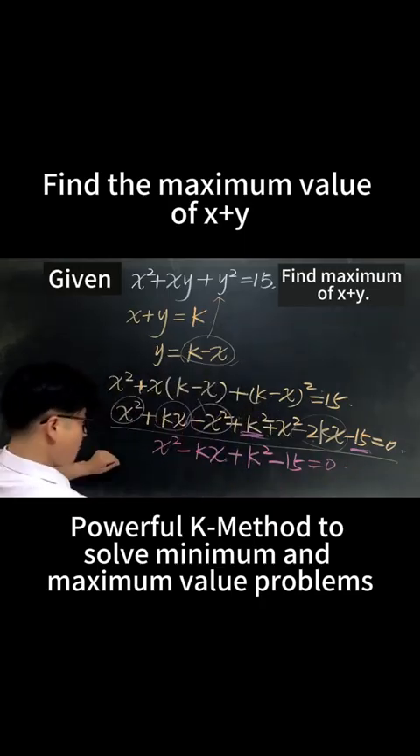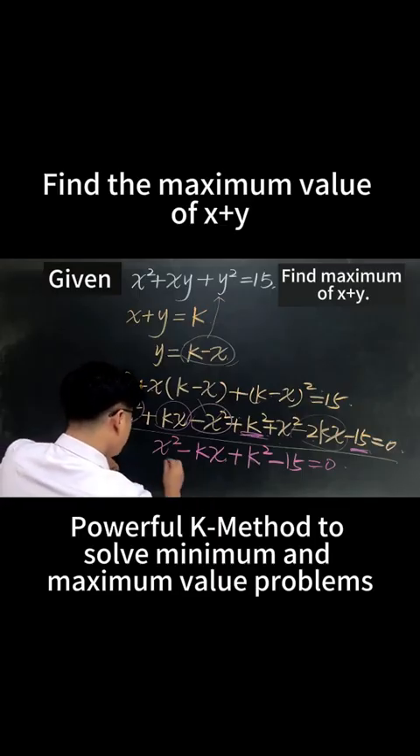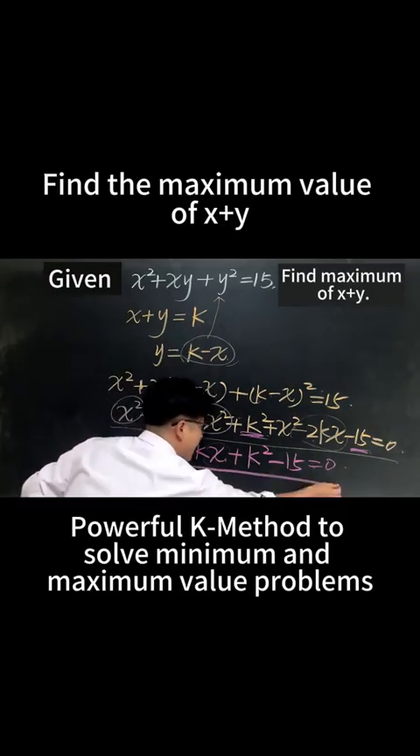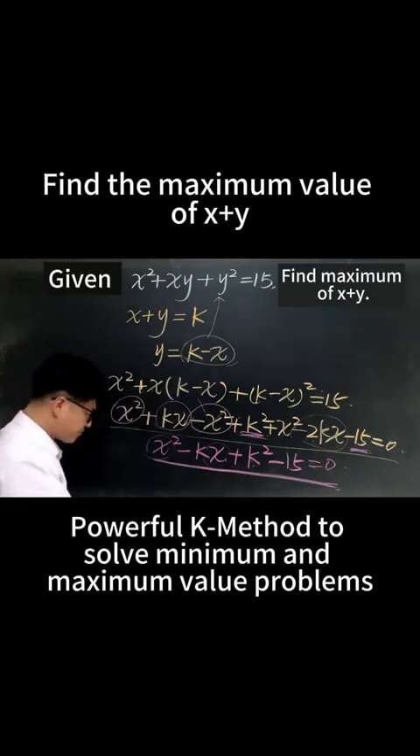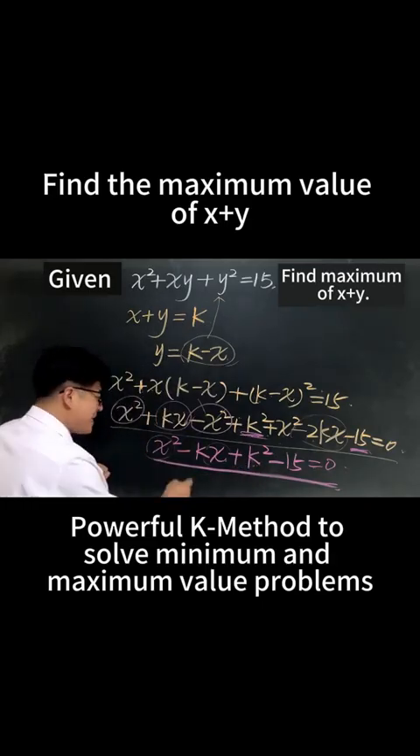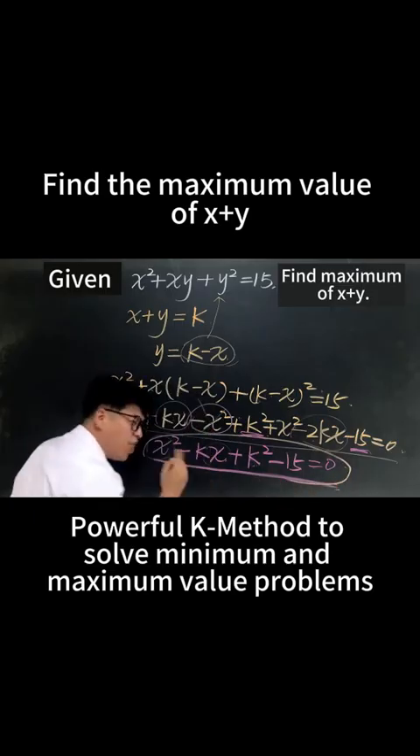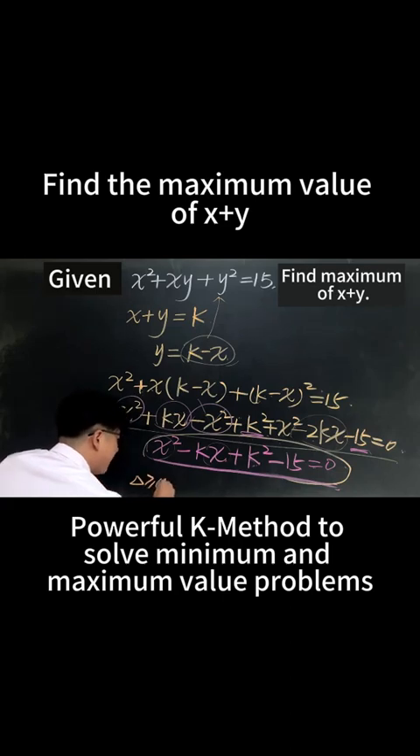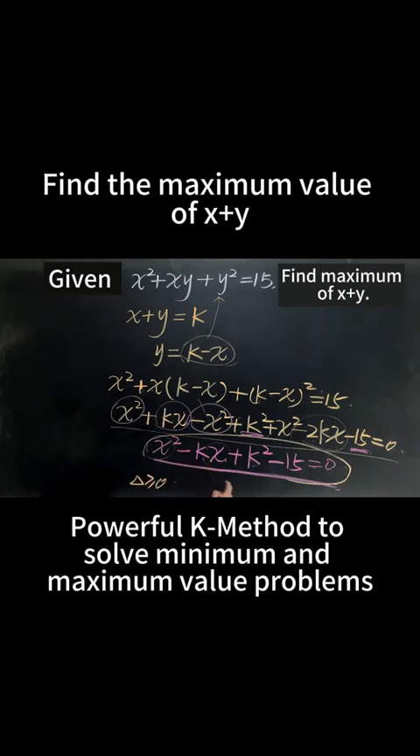And then everyone, isn't this a quadratic equation in one variable? It's a quadratic equation in x. Everyone, k is a constant term. What should we do at this step? For this equation to have real solutions, it must satisfy a certain condition. What is that condition? Isn't the discriminant supposed to be greater than or equal to 0? Everyone, what is its discriminant? Isn't it b squared minus 4ac?